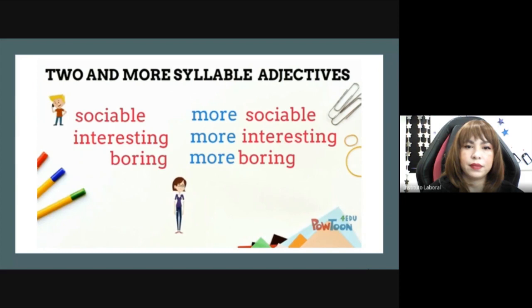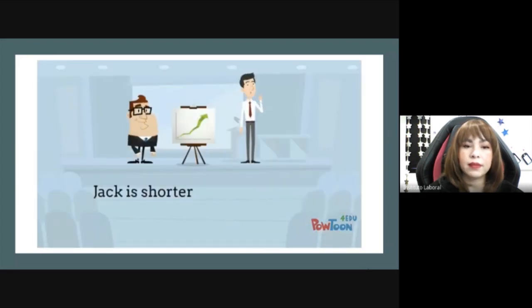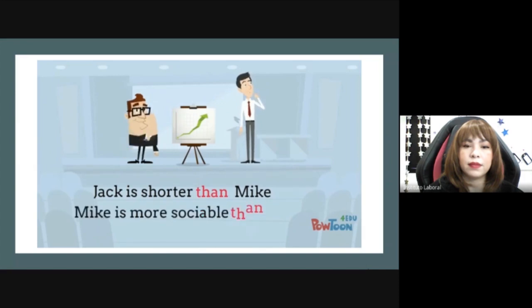Repeat after me. More sociable. More interesting. More boring. The opposite of more is less. Less sociable. Less interesting. Less boring. Jack is shorter than Mike. Mike is more sociable than Jack. So we use the word than when we compare things and people.